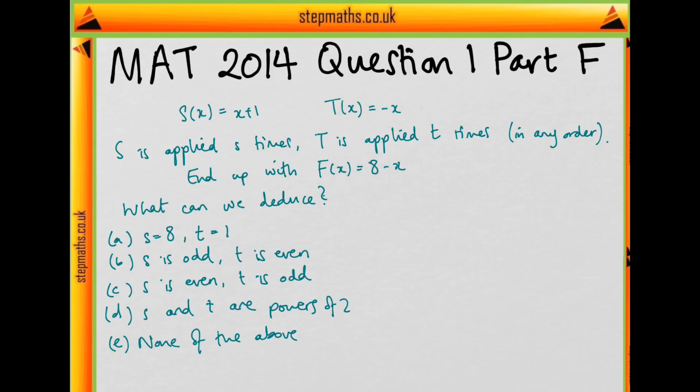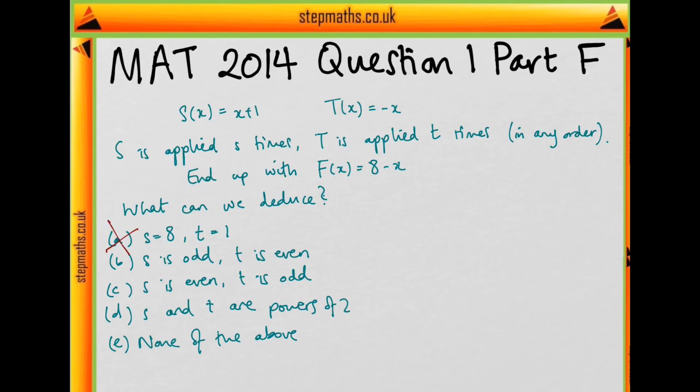And we want to know which of these facts can we deduce. Okay, well, this first one certainly would work. I mean, if we applied t and then we did the function s 8 times, then we'd be adding 8 on to, well, what would be minus x after we've applied t. But then there are other ways of doing this too. We could have applied t 3 times first. We'd still end up with minus x, and then when we add 8 on, we still get this function at the end. So we can't deduce a.